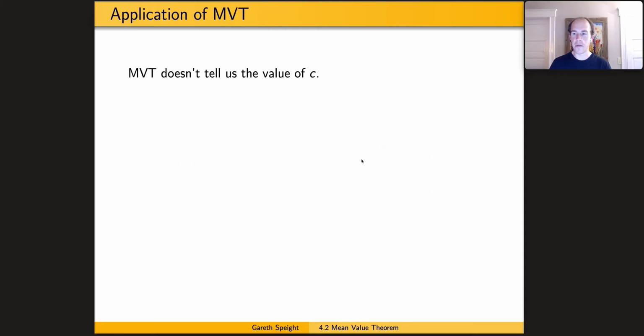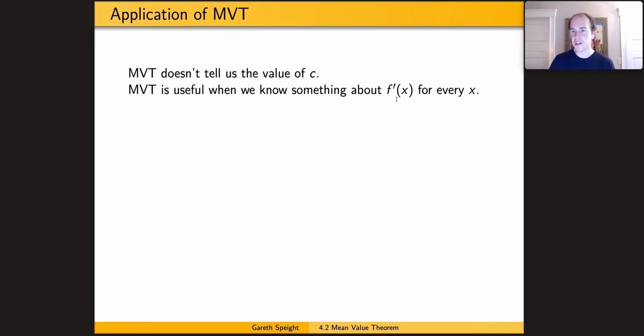Okay, so let's go on to see some applications and examples. As we said, it doesn't tell us about the value of C. So it's mostly useful when we know something about f prime of x for every x, because then even though we don't know what C is, we can still say something about f prime of C. Suppose I said that f prime of x equals 0 for every x. Then you apply the mean value theorem, you get f prime of C, and I would still know that f prime of C equals 0, just because all the derivative is 0.